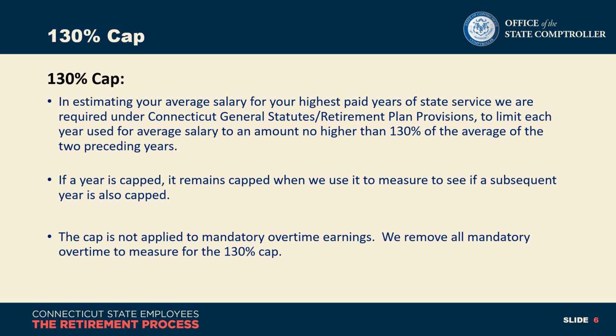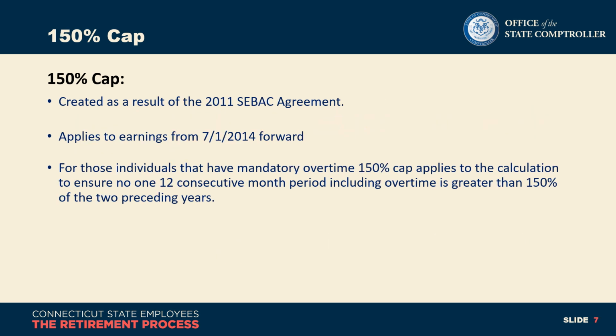If a year is capped, it remains capped when we use it to measure to see if a subsequent year is also capped. Please note that any mandatory overtime during the capped year must be added back to review for the 150% cap. The 150% cap was created as a result of bargaining between CBAC and the state in 2011. It applies to earnings from July 1st, 2014 forward. This cap is applied the same as the 130% cap, except this time mandatory overtime is subject to the 150% cap.